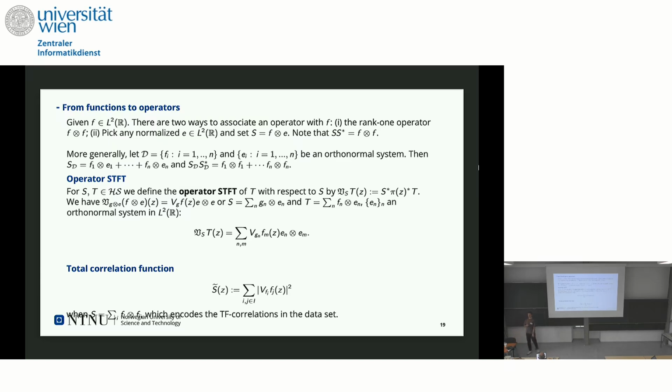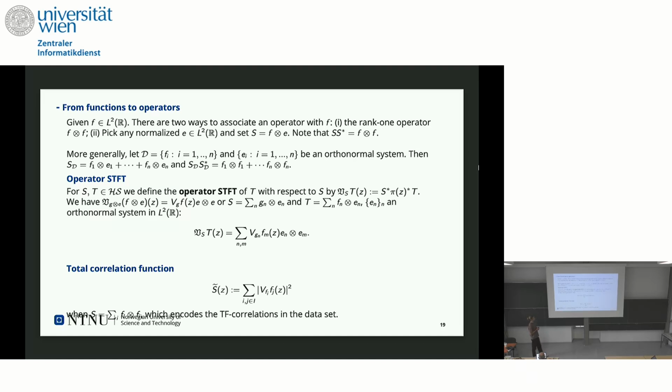So if we're considering now a collection of functions, we call this D because later on this is going to be our data set. We can take some orthonormal system of the same number of elements as our data set. Then we can either construct what we call the data operator. So SD is just going to be the tensor products of our data points with some element in our orthonormal system. Or we can consider SD star, so this is the covariance operator, and this is just the sum over our rank 1 tensor products.